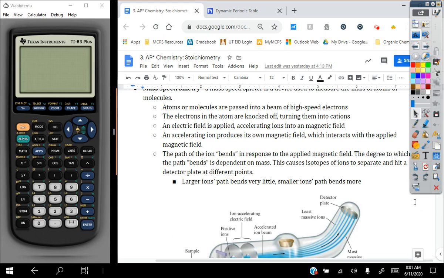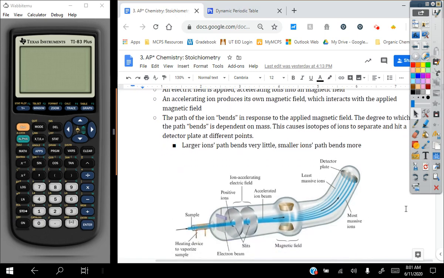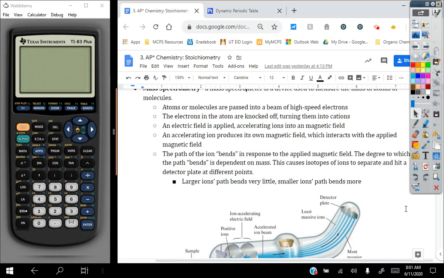And the way it works is by passing the atoms or molecules into a beam of high-speed electrons. We know that electrons in the atom, as a result, can be knocked off of the atom, turning them into cations. And then we apply an electric field, which causes the ions to accelerate into a magnetic field. By accelerating the ion, it produces its own magnetic field, which interacts with the applied magnetic field. Essentially, this sounds complicated, but really it is just a giant game of the idea that opposites attract. If I'm a cation, I'll be attracted to the negative pole. If I am a cation, I'll be repelled by the positive pole. And as a result, we get some deflection.